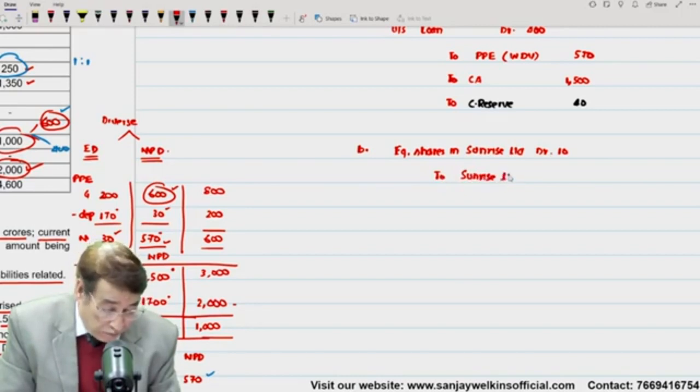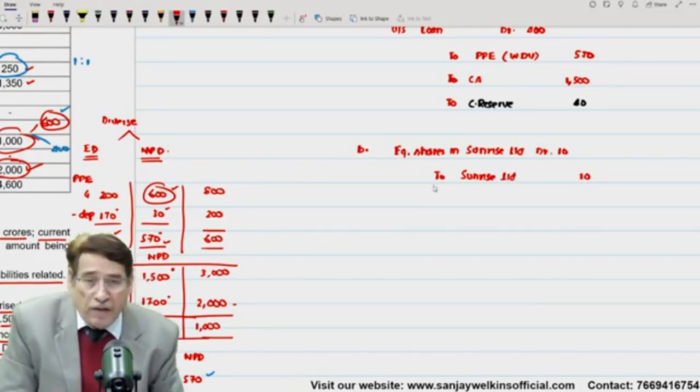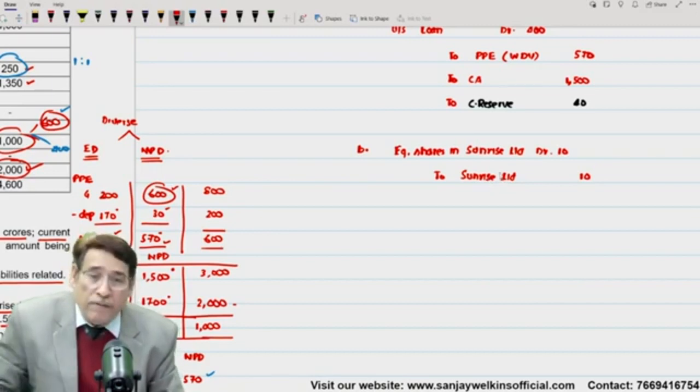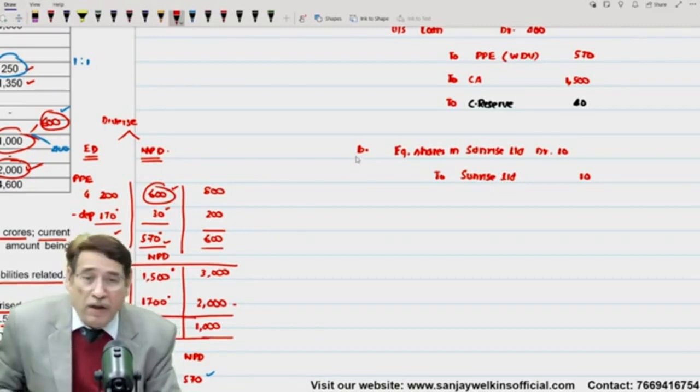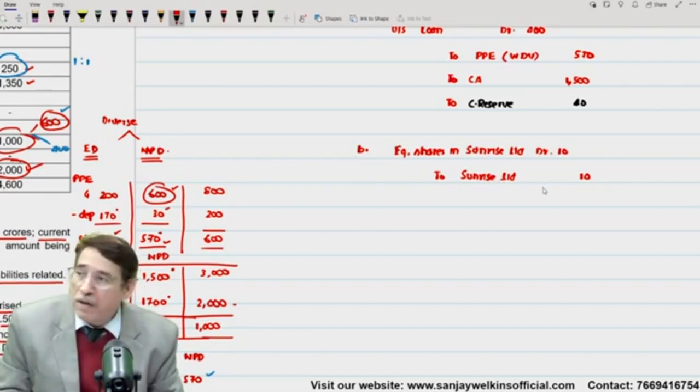To Sunrise Limited. That is equal to 10. 10 crore worth of shares have been received by Sunrise Limited. Is it clear to you or not? Clear? Is it clear to you or not? Equity share in Sunrise Limited account debit to Sunrise Limited.